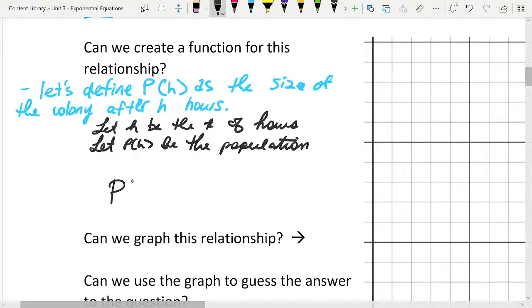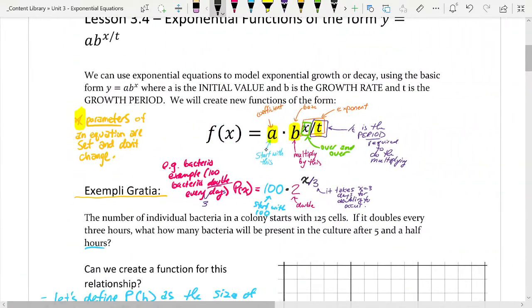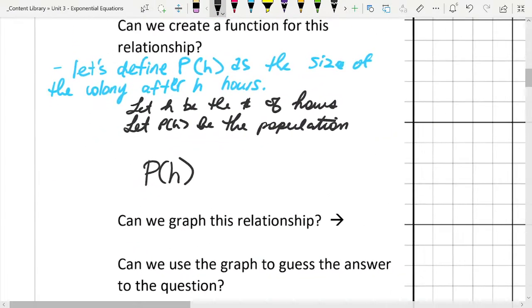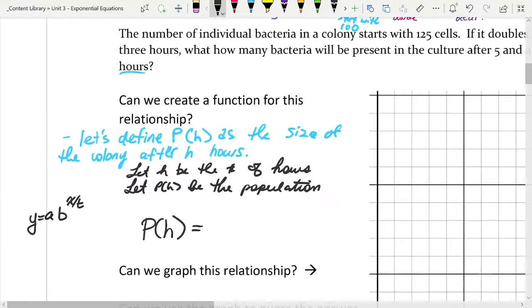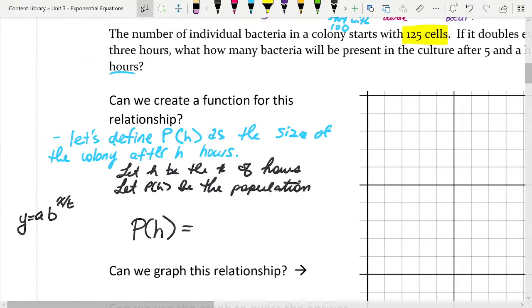Well, for the population, we just look up here, and all we need to know is what it starts at, what it's being multiplied by, and how long that takes. Right, so I'm just going to write that here as a reminder: y equals a, b to the x over t. And I use t specifically because we often think of that as time. So let's get going. A is the starting amount. What are we starting at with this bacterial colony? 125. Yeah, we're starting with 125 cells. That is our starting value.